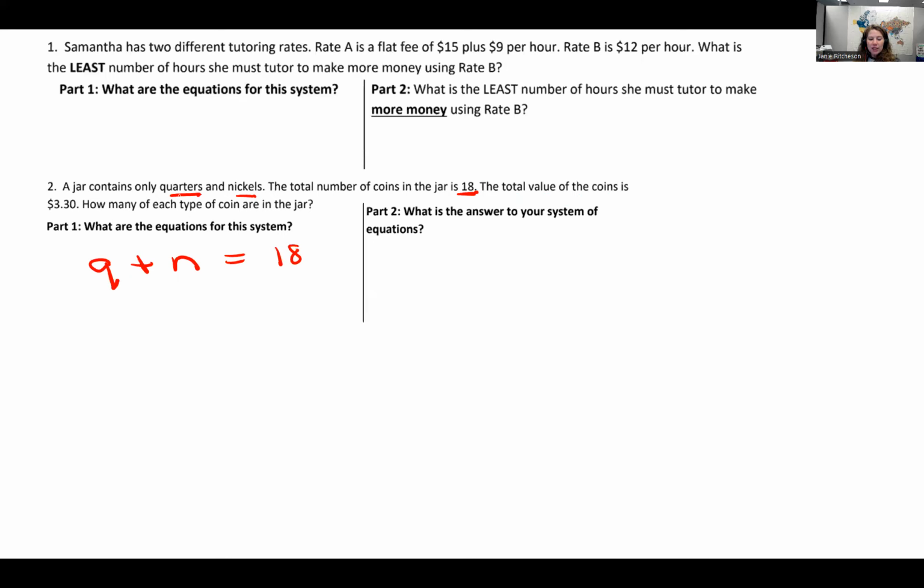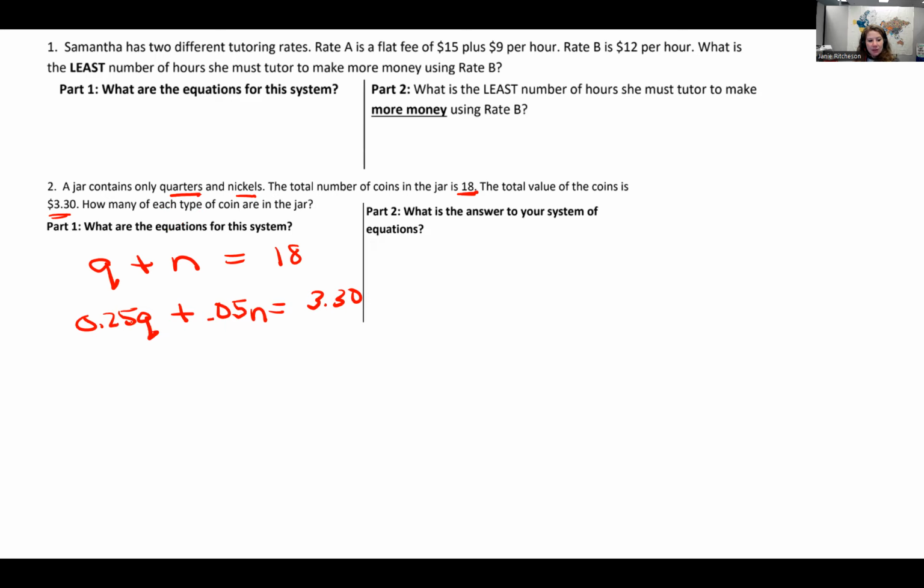And then we've got to talk about the value. Well, how much does 1 quarter equal? 1 quarter is 25 cents. So if we have 5 quarters, we would multiply 25 cents times 5 to figure out how much money we have. Nickels are 5 cents per nickel. In this situation, we have a total of $3.30. So in this kind of problem, you have to use the value of each coin as part of your equation. All right, well, I don't like these decimals.